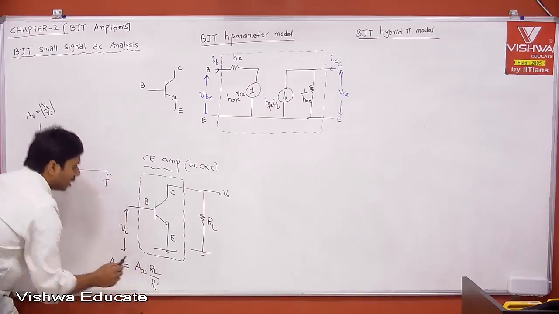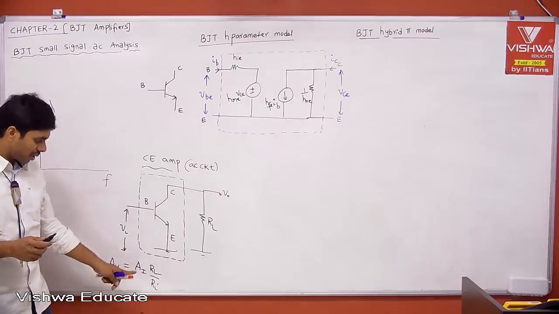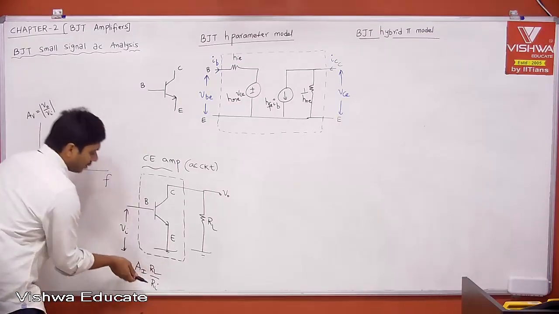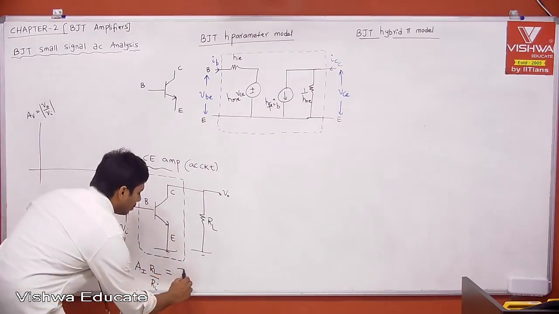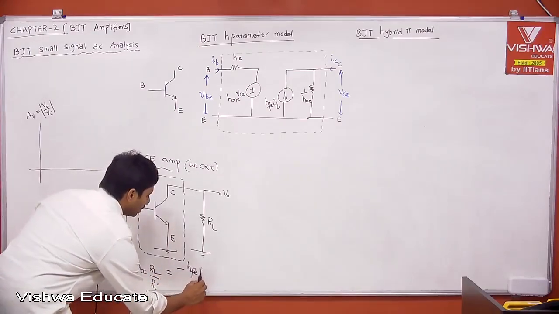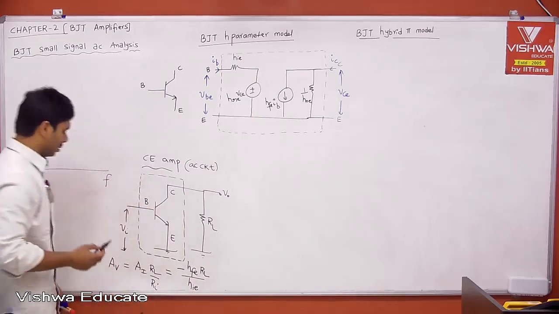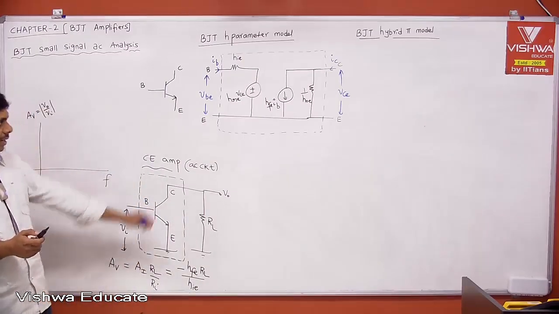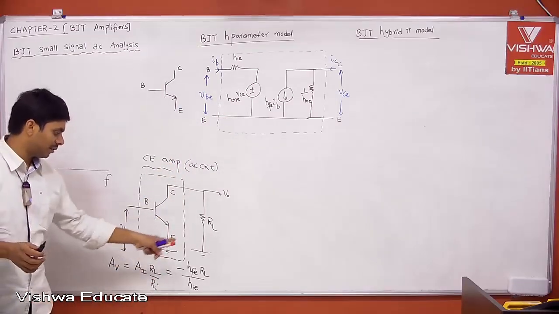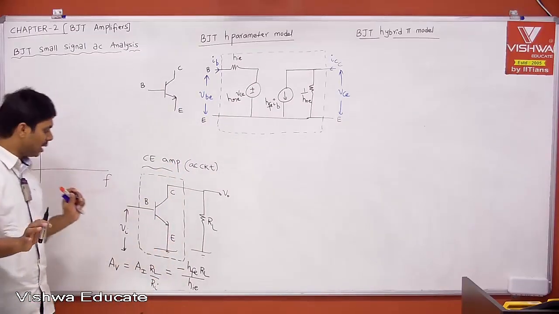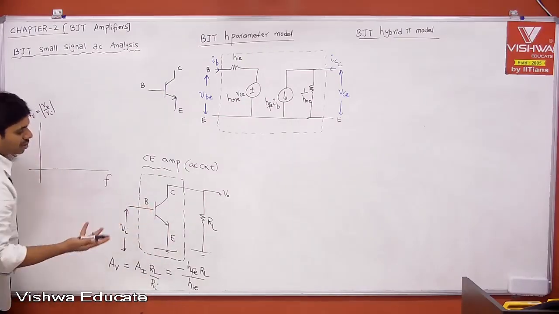And what is AI? I'm using the exact model. If you take the exact model or the simplified model, anything is fine. Even with the simplified model, you will get AI equal to minus hfe into RL divided by hie. This is our simplified model, if I neglect base width modulation. The voltage gain is minus hfe into RL divided by hie, and it is independent of frequency basically.